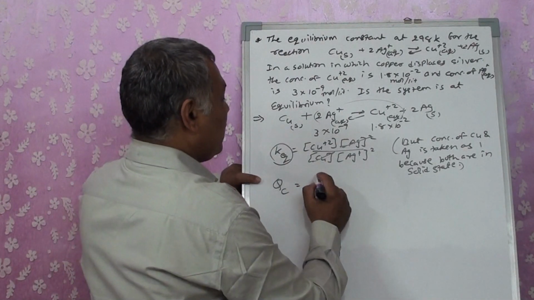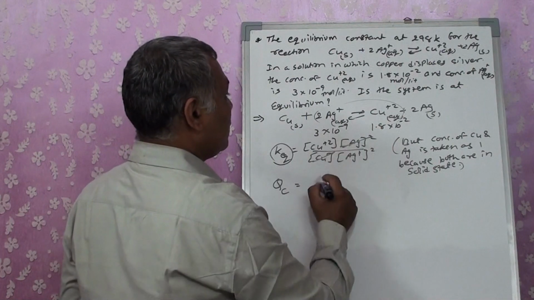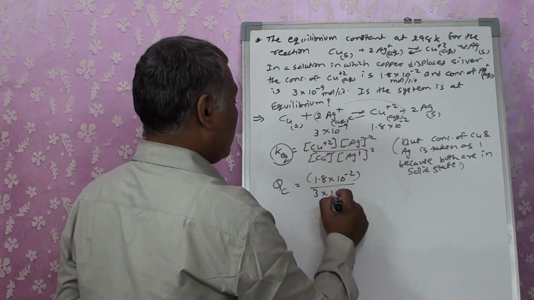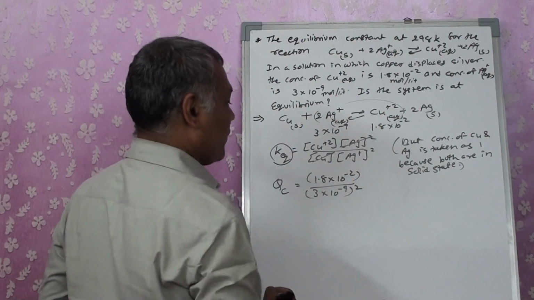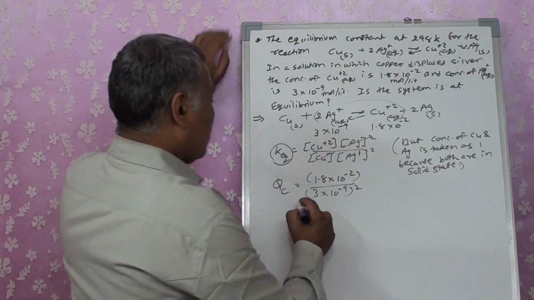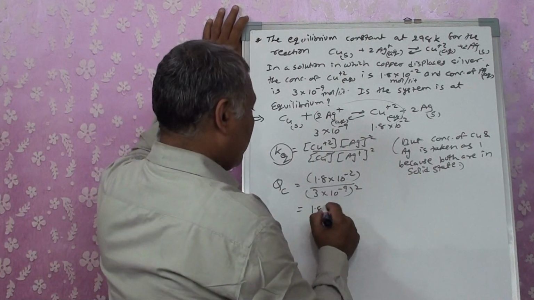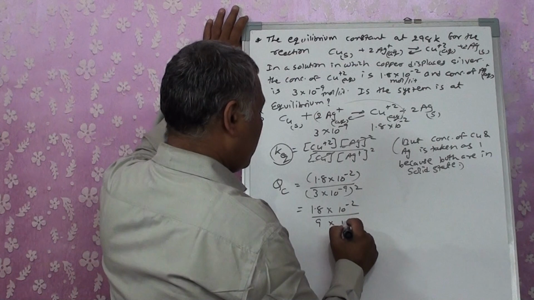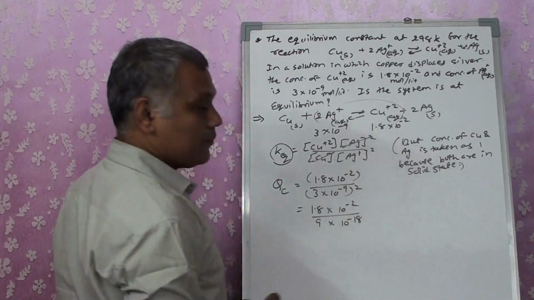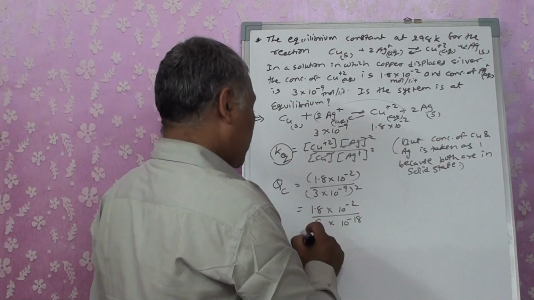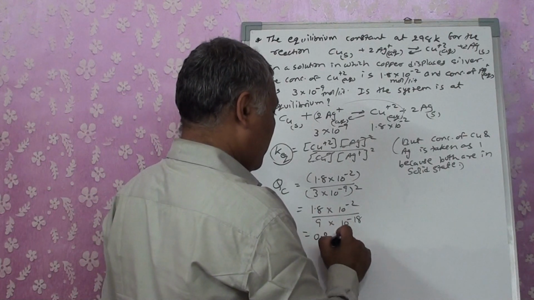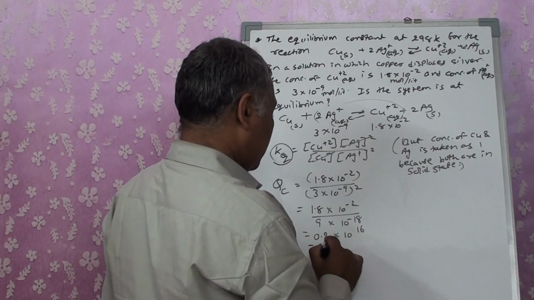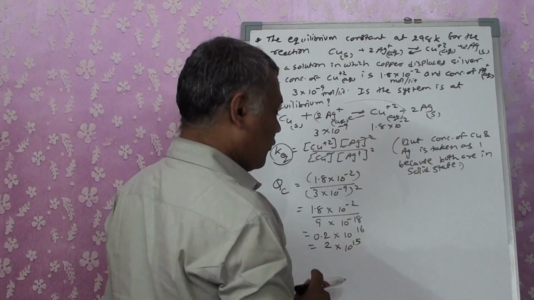Now we get Qc equals 1.8 into 10 raised to minus 2 upon 3 into 10 raised to minus 9 whole square. If I go for the calculation, the numerator is 1.8 into 10 raised to minus 2 and the denominator is 9 into 10 raised to minus 18. So we get the answer as 0.2 into 10 raised to plus 16, that is 2 into 10 raised to 15.